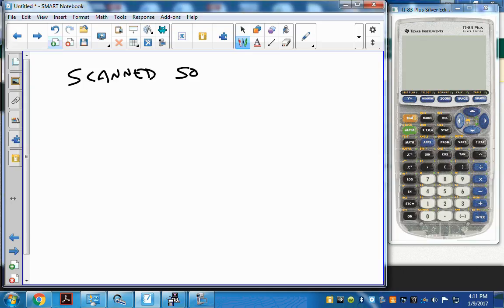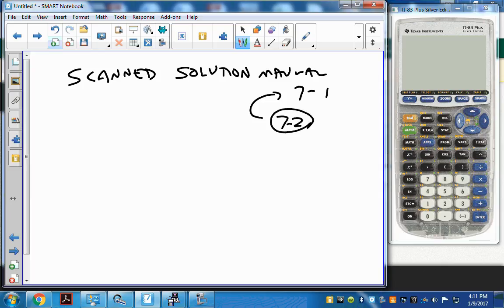Okay. Now, on your class page, you'll also note I've scanned the solution manual for 7-1, which was the exploratory problem we talked about yesterday, and 7-2, quickies. Make sure you work through those, right?